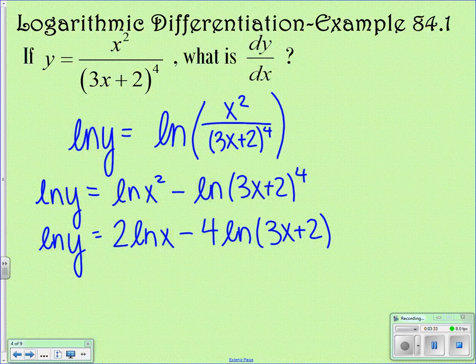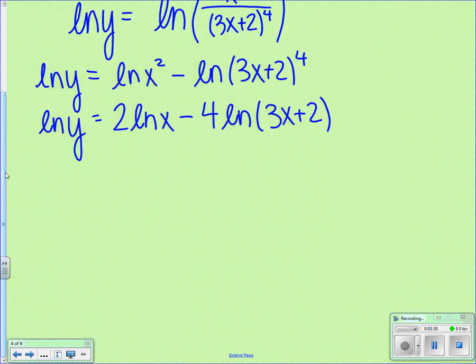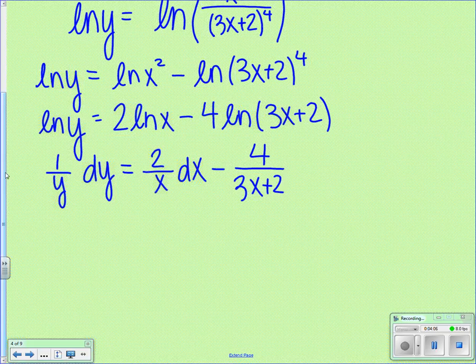Now at this point is when we are going to actually take the derivative of each separate term. So the derivative of ln of y is 1 over y, and we took the derivative with respect to y, so if we put our differential there, we have 1 over y dy. Then the derivative of 2 times ln of x is going to be 2 over x, and if we do our differential, we have with respect to x, then we're going to have minus 4 over 3x plus 2, but you have to take the derivative of 3x plus 2, which is 3. And so then we have with respect to x there.